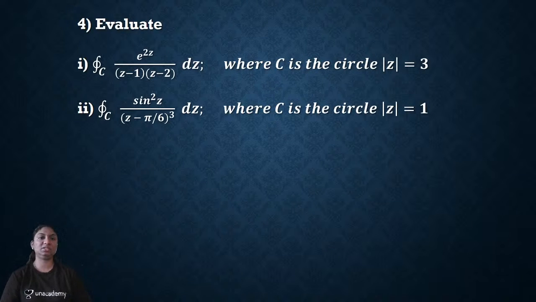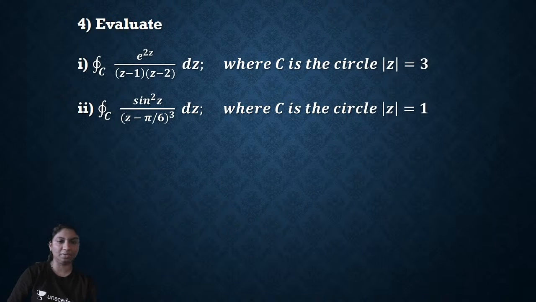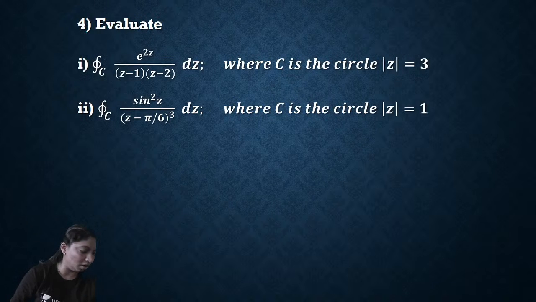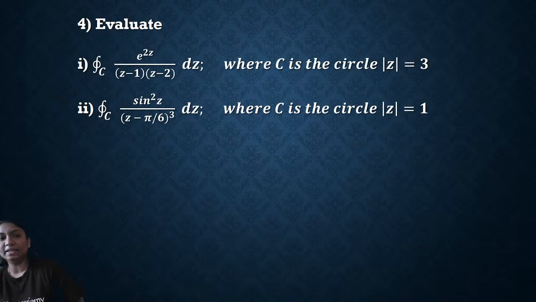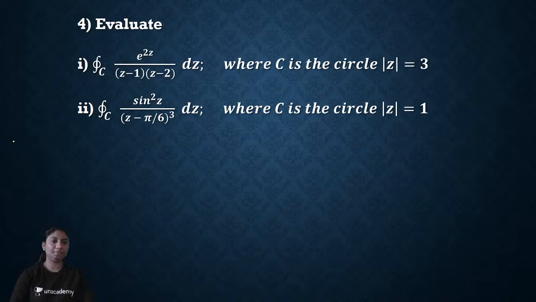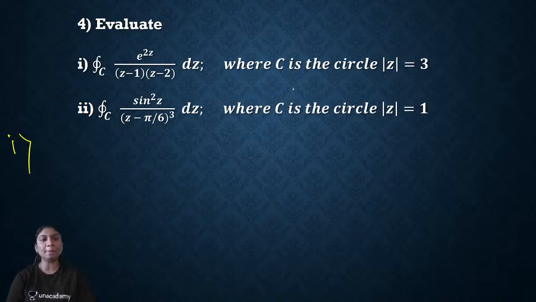Evaluate. This is very important. Now see, from this example we will elaborate on Cauchy's integral theorem and Cauchy's integral formula. Evaluate the integral. First one, how will we do it here? The integral of e raised to 2z upon (z minus 1) into (z minus 2) dz, where C is the circle mod z is equal to 3.